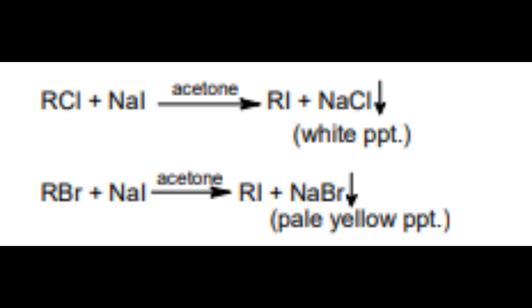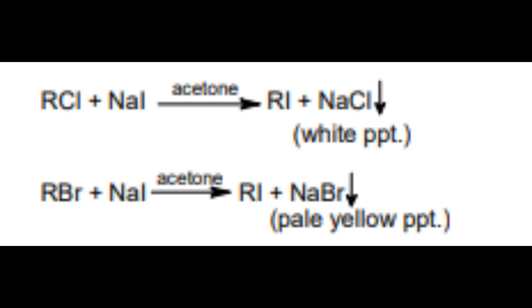2. Reaction with sodium iodide in acetone, Finkelstein reaction. Alkyl chlorides and bromides on treatment with a solution of sodium iodide in acetone yield a white precipitate or a pale yellow precipitate, respectively, according to the following reactions. Look at the screen. Procedure.